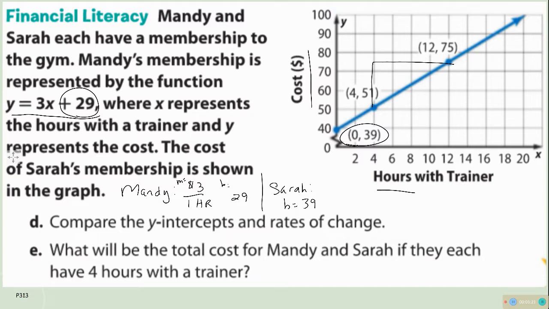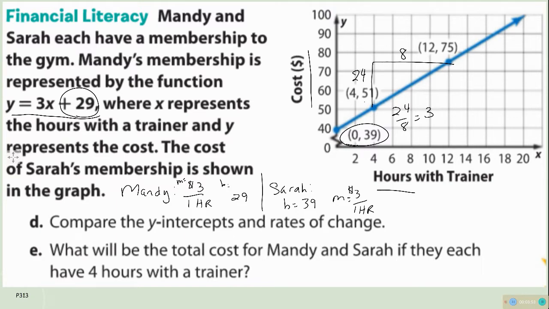So you're going to go from 51 up to 75. So 5 minus 1 is 4, 7 minus 5 is 2, so that would be up 24, and 12 minus 4 is 8, so we're going up 24 over 8. And 24 divided by 8 is 3, so Sarah also pays $3 per 1 hour. Sarah just pays a higher initial cost.